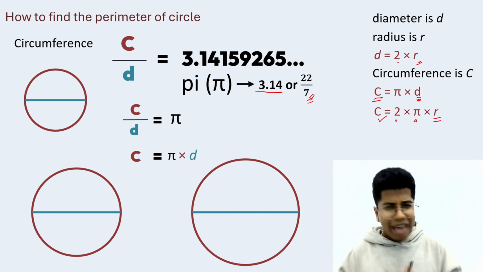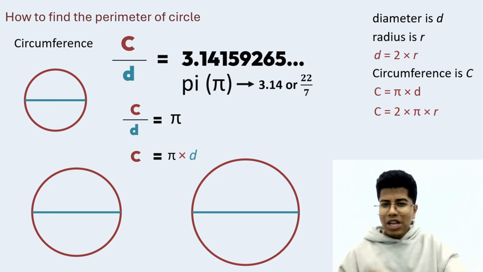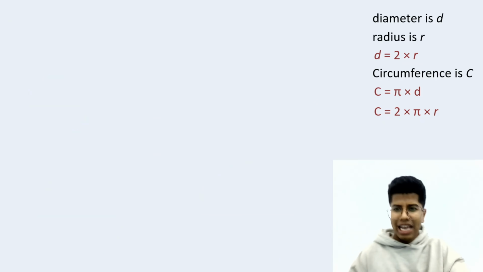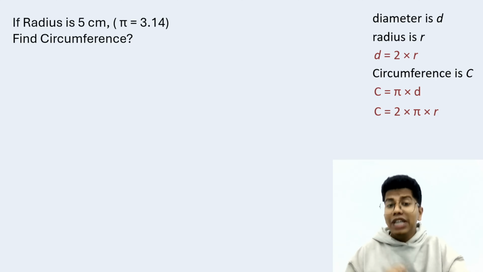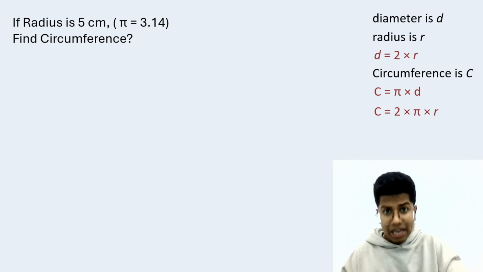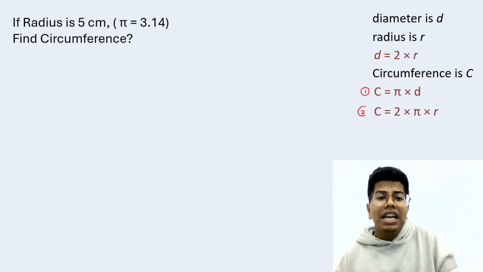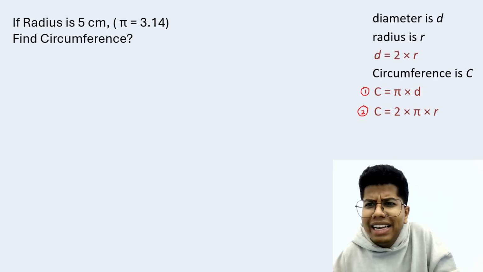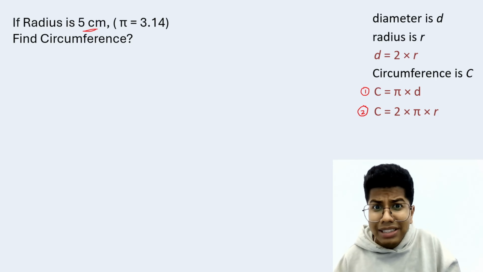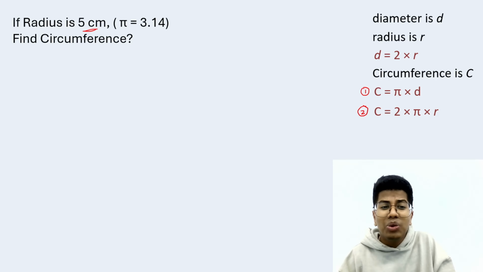So remembering this, let's try out some questions based on this. Let's say the first example question is: if the radius is 5 centimeter, I need to find out what is the value of circumference. So what I can see is there are two formulas present. One is regarding diameter and the second relation is about radius. Can anyone tell me which one I should use? Here radius is given. So which one should I use? Of course, the second one. The second one is circumference is 2 times pi times r.